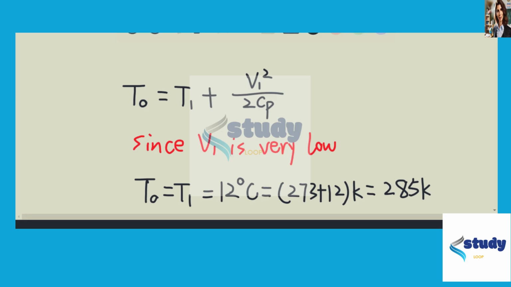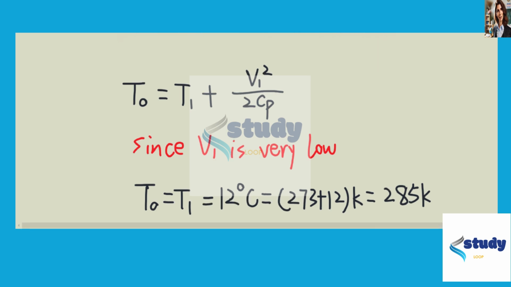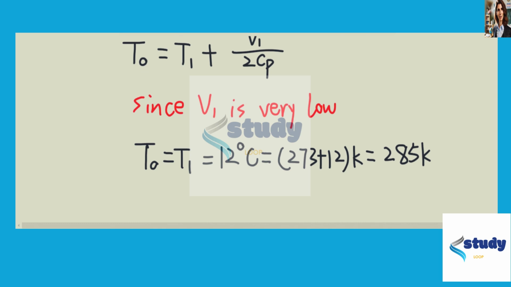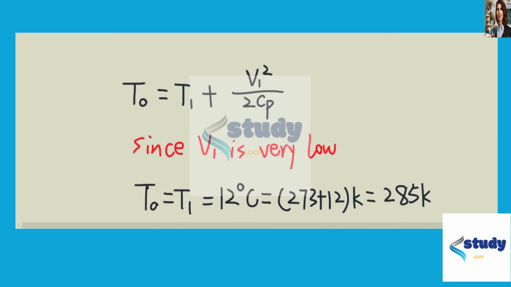Okay, so for this question, we need to determine the stagnation temperature first. So we have stagnation temperature T0 is equal to T1 plus V1 squared over 2Cp. We know T1 is the inlet temperature and V1 is the inlet velocity. So we know the inlet velocity in this case is very low. So therefore, we'll just simply have T0 is equal to T1, which is equal to 12 degrees Celsius. If we convert it to Kelvin, it's 285 Kelvin.